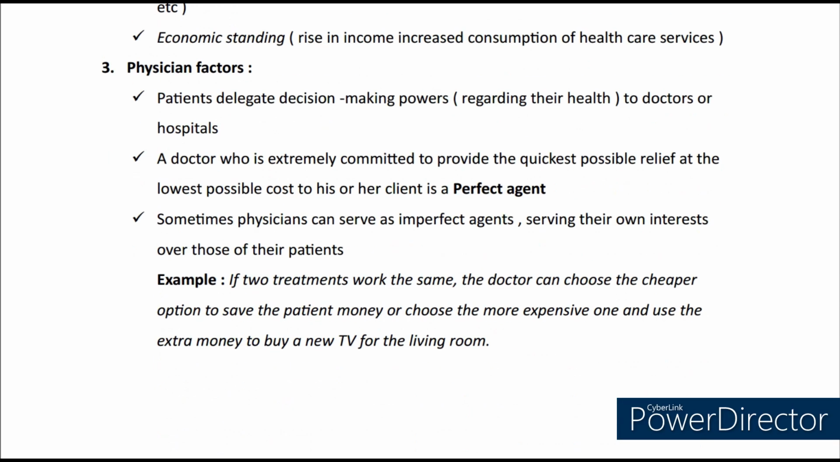Third is physician factors, where we, being patients, delegate all decision making powers regarding our own health to doctors or hospitals, right? So a doctor is called a perfect agent when he or she is committed to provide the quickest possible relief at the lowest possible cost. But some physicians can serve as imperfect agents, serving their own interests over those of their patients. A simple example, if two treatments work the same, that means the outcome is the same, the doctor can choose the cheaper option to save the patient money, right? But they choose the more expensive one and use the extra money to fulfill their own personal needs.